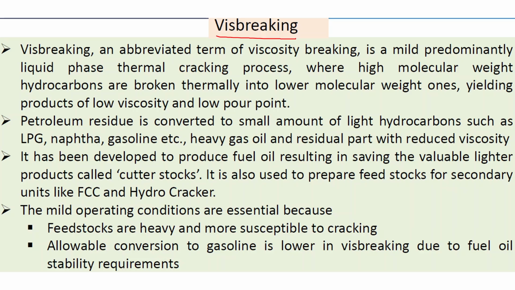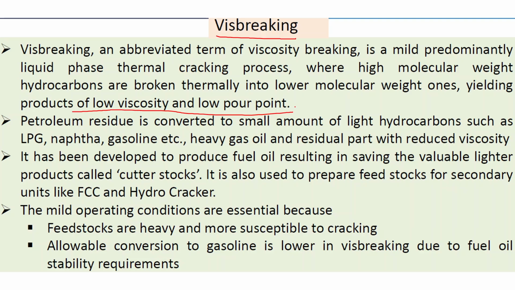It is basically a mild, predominantly liquid phase thermal cracking procedure where high molecular weight hydrocarbons are broken thermally into lower molecular weight ones, yielding products of low viscosity and low pour point. Petroleum residue is converted to a small amount of light hydrocarbons such as LPG, naphtha, gasoline, etc., and a residual part with reduced viscosity. It has been developed to produce fuel oil, resulting in saving the valuable lighter products called cutter stocks.